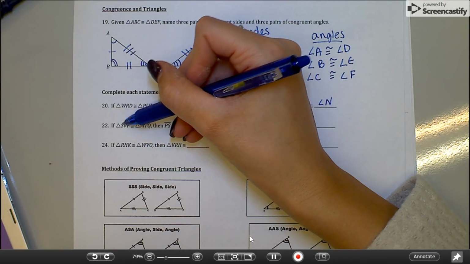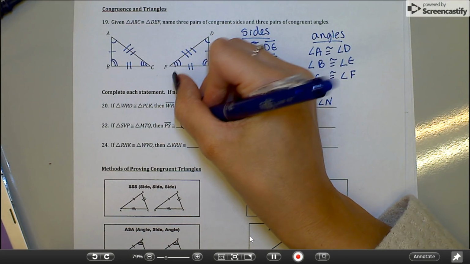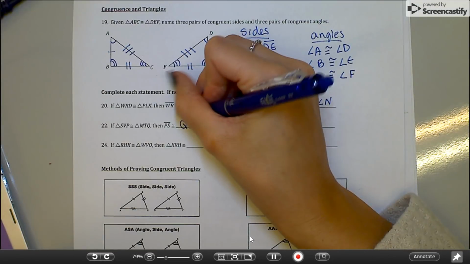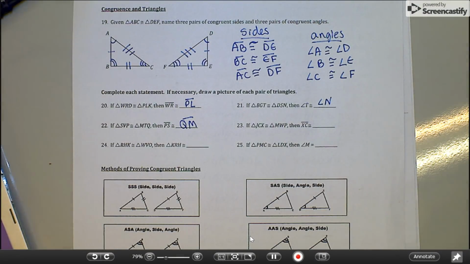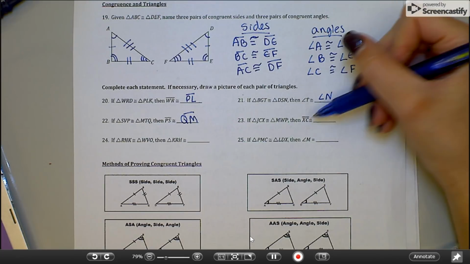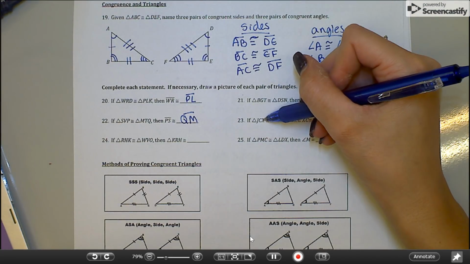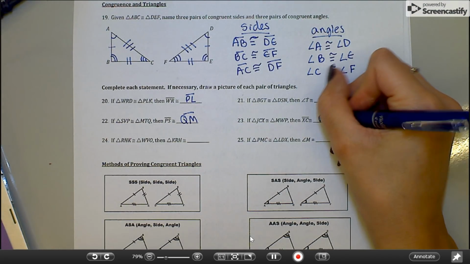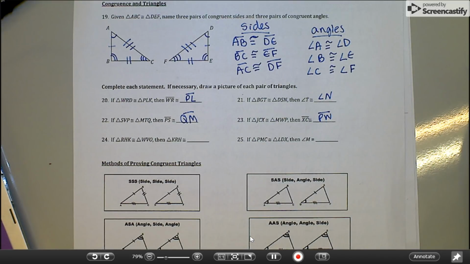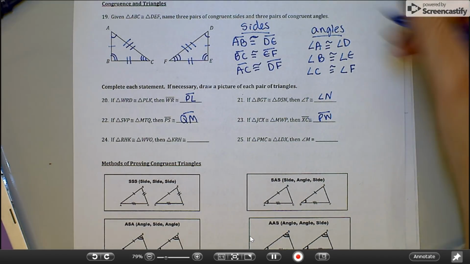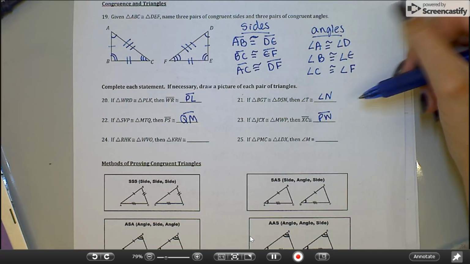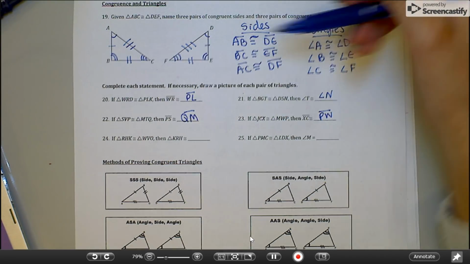PS, third and first, would go with QM, third and first in the other triangle because the triangles are congruent. XC, third and second, would go with PW. And it is very important that you're writing them in the correct order based on what they correspond with.